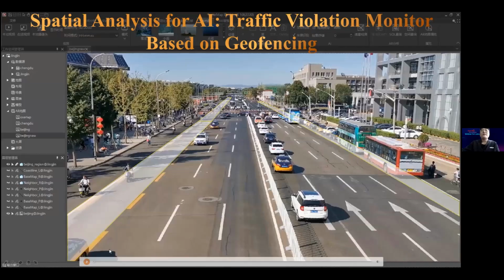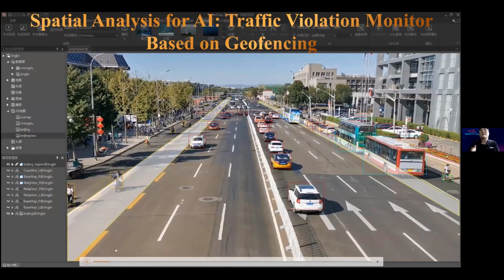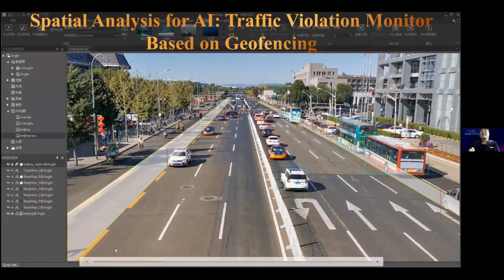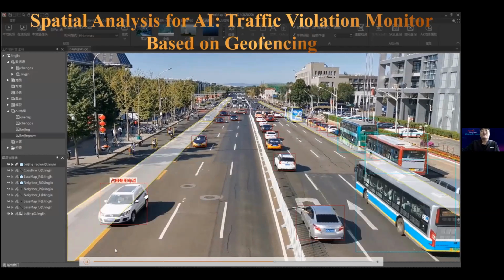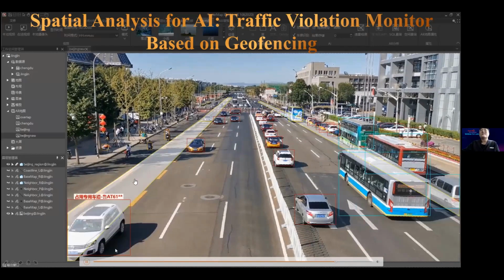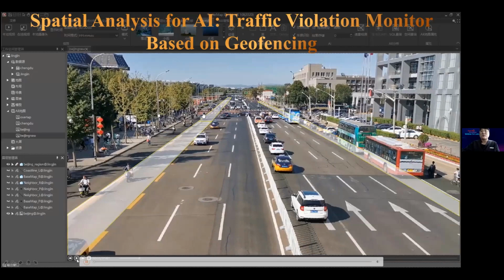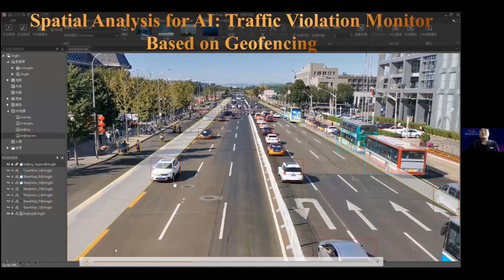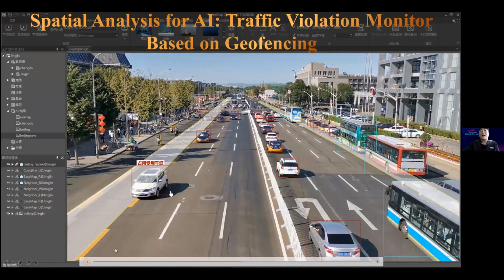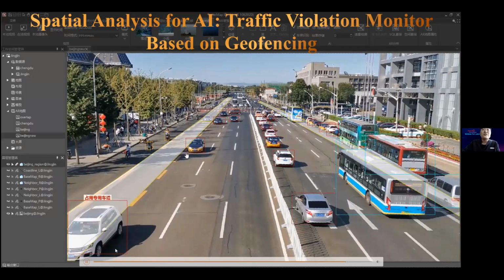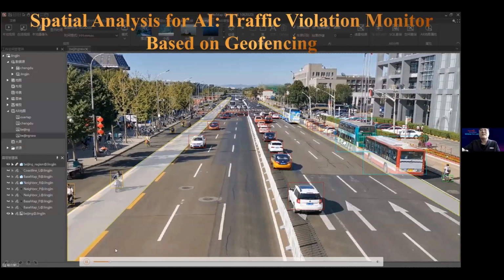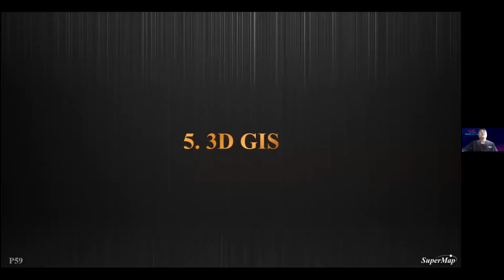And we can even achieve GIS spatial analysis based on the AI detection, such as we can say this polygon is the busway, only buses can go through it. So we can detect illegal occupation by normal cars, by personal cars. Okay, so that's all about AI GIS.